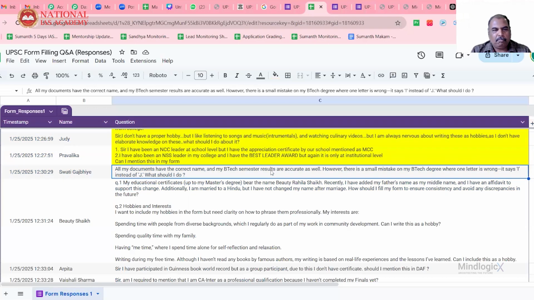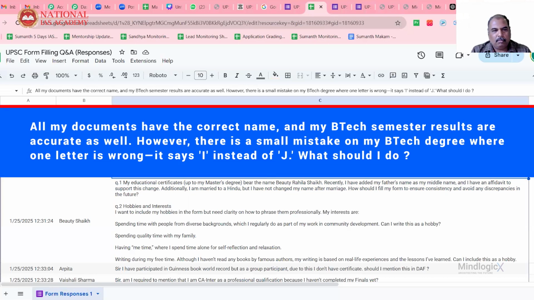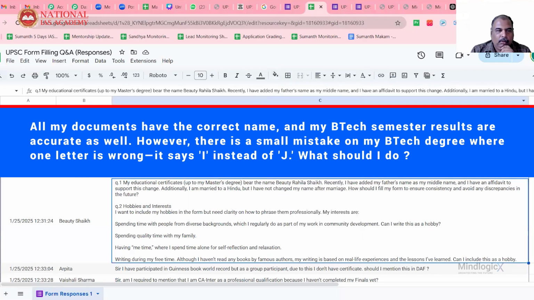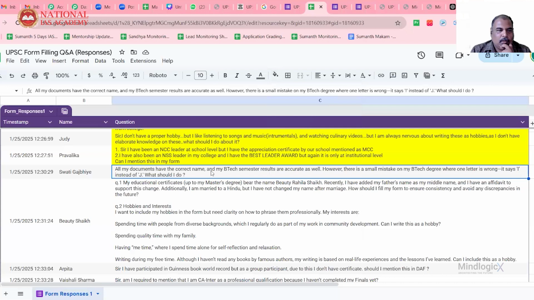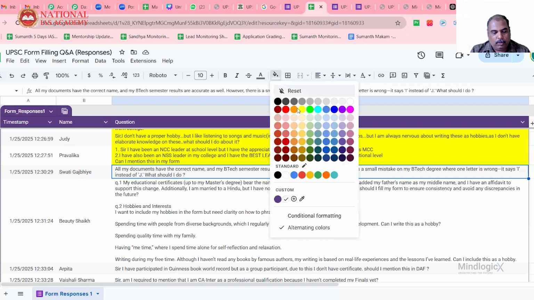Swati is asking a question, sir. All my documents have the correct name and my BTech semester results are accurate as well. However, there's a small mistake in my BTech degree where one letter is wrong. What should I do? Instead of J, there is an I, something like that. Okay, fine. Usually she can apply for a name change, but the degree certificate will not be an issue. Only the matriculation will be taken into consideration, so it should not be an issue.